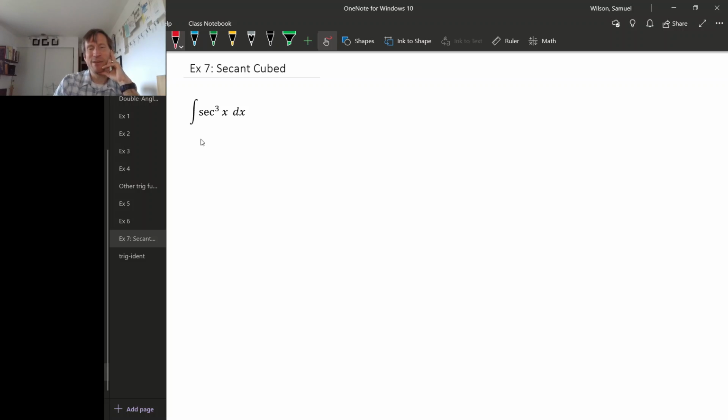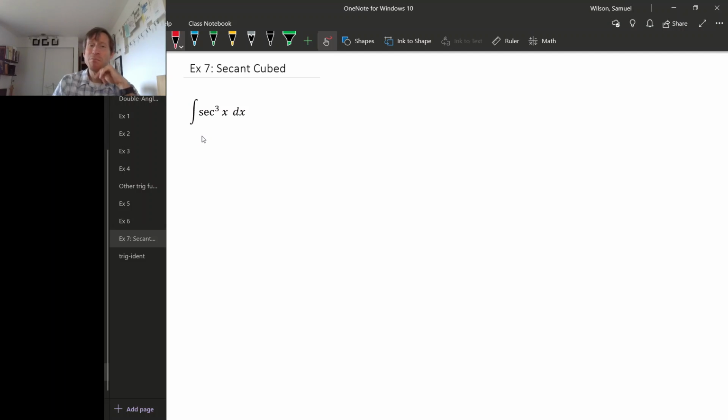Well, we don't have any identities we can use because the Pythagorean identity doesn't help. There's no obvious u substitution to try, so we're kind of in a tricky situation here. Really, the only other trick we have up our sleeves is integration by parts, I guess. So if we did integration by parts, what would we use for u and what would we use for v?